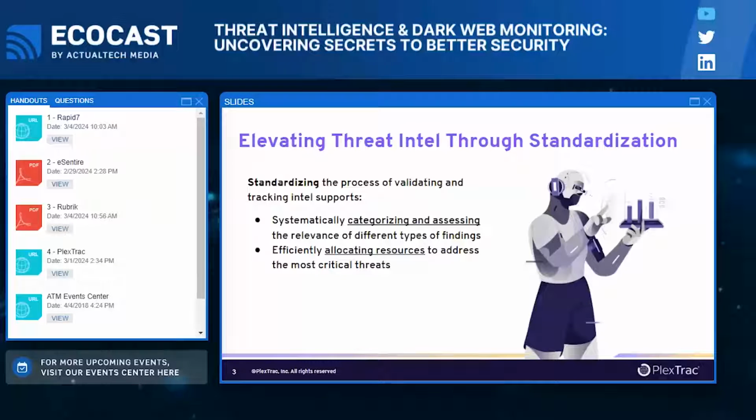So next one is we're talking about elevating it. So what do we do? What does standardization look like? So we need a new approach. The absence of this structured, prioritized, context-driven approach to dark web and threat intelligence undermines a lot of the efforts that you do and exposes your organizations to unnecessary risk without you even realizing.